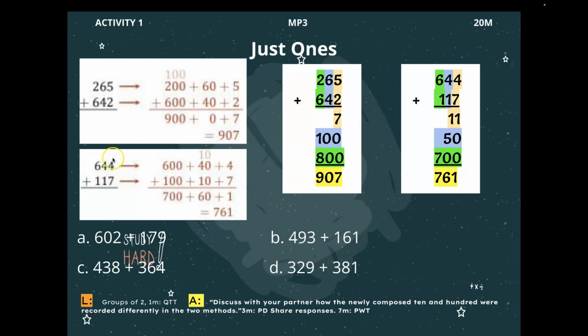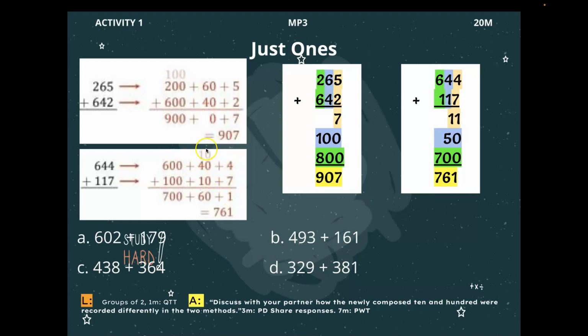And then here's another one that they gave us as an example. 644 plus 117. So 644 can be decomposed into 600 plus 40 plus 4. 117 can be decomposed into 100 plus 10 plus 7. 4 plus 7, the ones place, 4 plus 7 is 11. 11 can be decomposed into 10 plus 1.